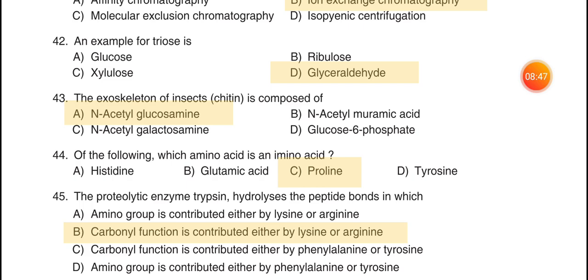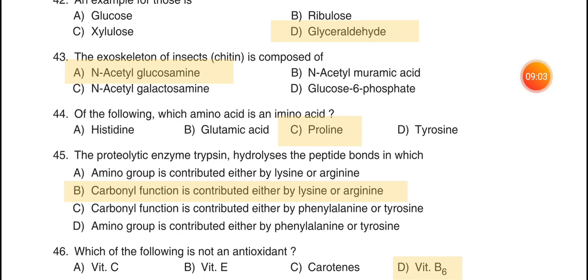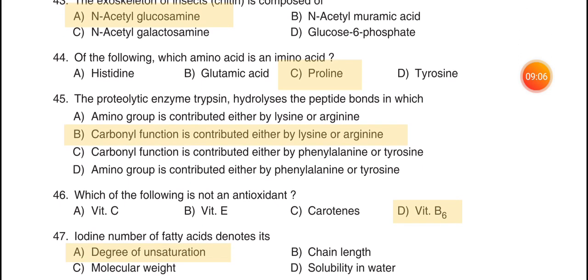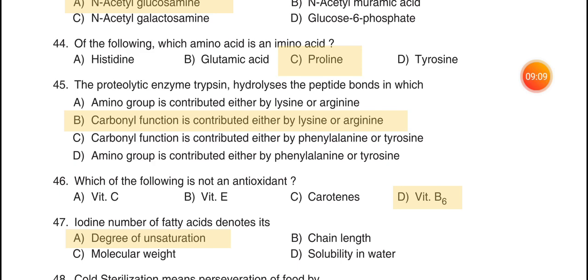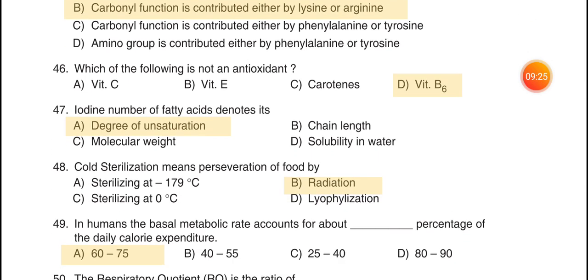43. The exoskeleton of insects, chitin, is composed of option A, N-acetyl glucosamine. 44. Of the following, which amino acid is an imino acid? Option C, proline. 45. The proteolytic enzyme trypsin hydrolyzes the peptide bonds in which B, carbonyl function is contributed either by lysine or arginine. 46. Which of the following is not an antioxidant? Option D, vitamin B6.